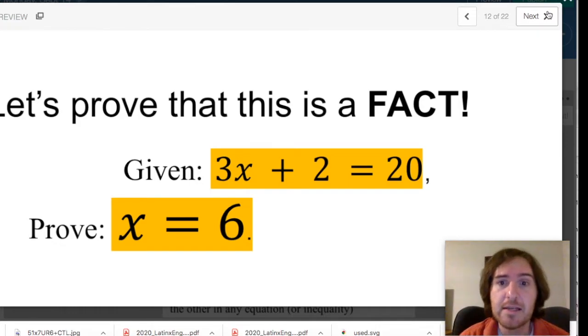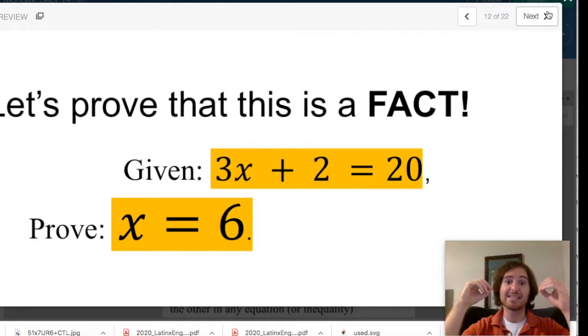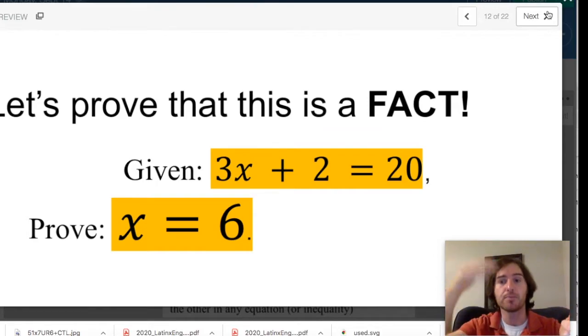Let's prove this as a fact. Given this, prove this. Oh, this is the one we did already. So this is back on here, because we had just talked about the official rules that help us prove facts in math. So we're going to use those official rules. So think back. What are the rules that I just told you guys?